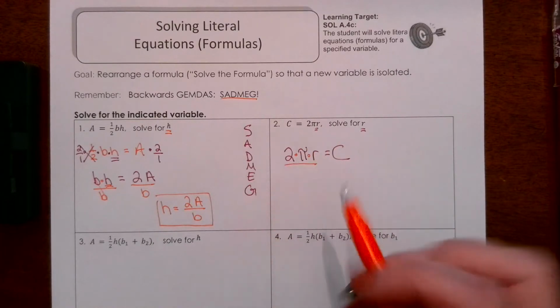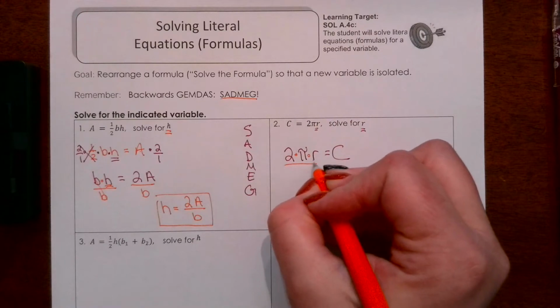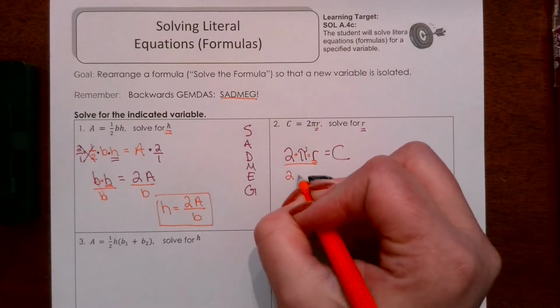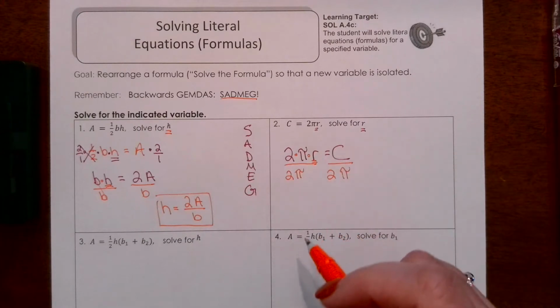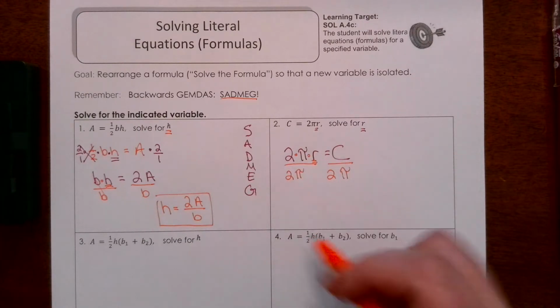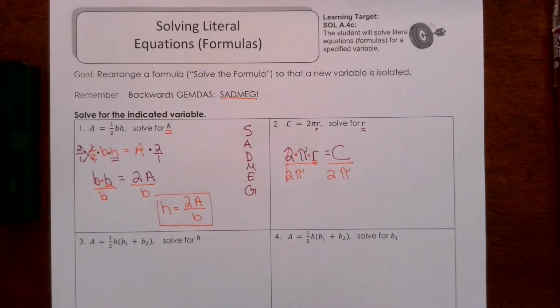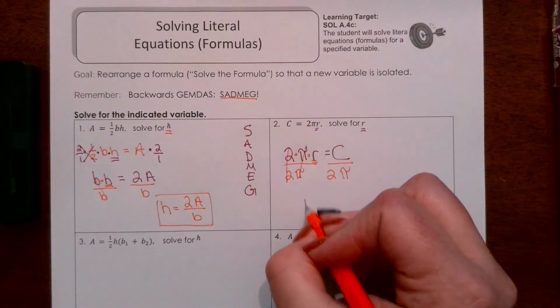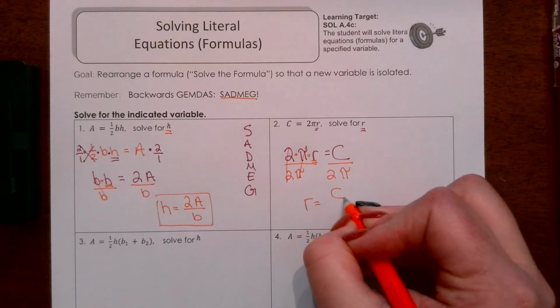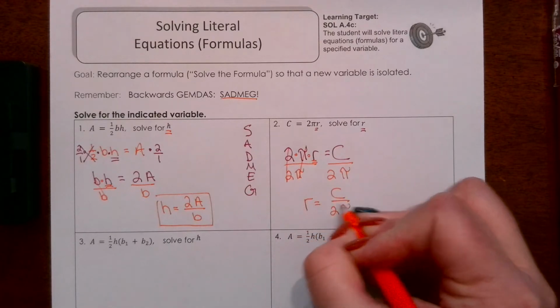I'm actually going to divide, because I want to get r alone, by 2 and by pi at the same time. Remember, any number divided by itself is 1, and that includes pi. 2 divided by 2 is 1. Pi divided by itself is 1. My radius is happily alone. The radius equals the circumference divided by 2 times pi.